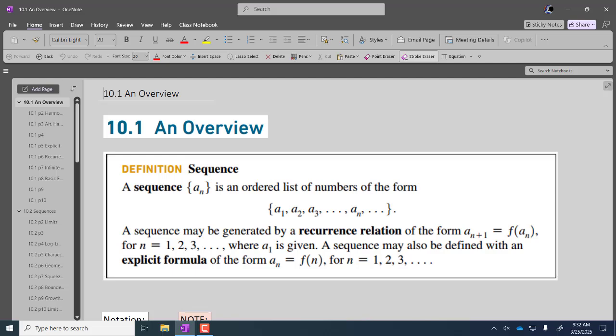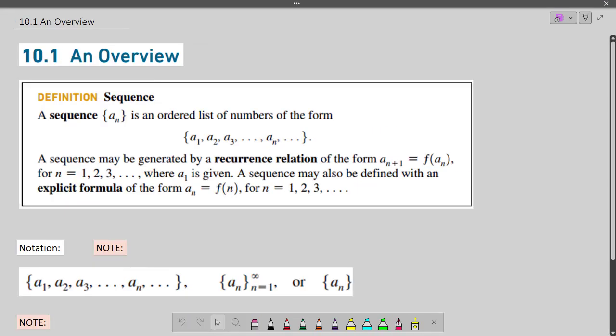We are going off to chapter 10, the Gauntlet, Sequences and Series, chapters 10 and 11. This book breaks it into 2 chapters. Most books actually do it in 1. We sort of think of sequences and series as kind of a big package. We will first cover 10.1, which gives us a brief overview of sequences and a brief overview of series. And then we'll get into the details when we get to 10.2 and 10.3 and beyond.